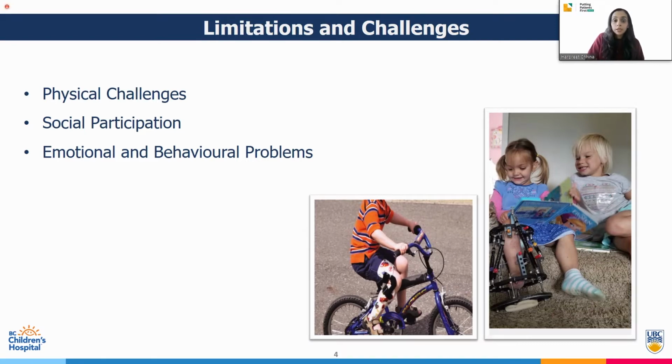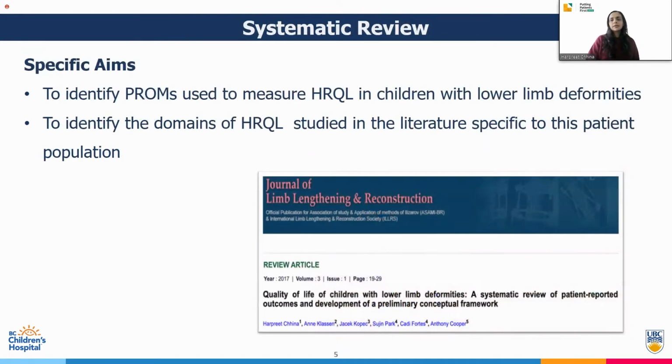So that means it is really important for us to measure how these lower limb differences impact the health-related quality of life, and more importantly, to really understand it directly from a child's perspective and to really find out what matters most to these patients. With this knowledge of the impact and the importance of measuring their health-related quality of life, we really wanted to know what is out there in the literature that we can use to measure their health-related quality of life, and specifically using a patient-reported outcome measure.